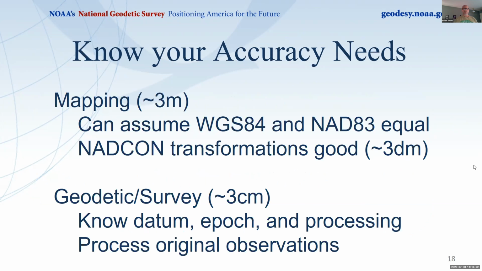Moving to the future for you, if you only need a mapping quality position, then maybe you don't need to worry so much about making sure that you have NAD83 or WGS84, which I know a whole lot of software packages and GPS receivers are telling people they're getting WGS84. That's a whole other presentation in itself, but you should really be using the National Spatial Reference System, making sure you're collecting data in NAD83. If you're not, and you're fine with 3 meters of uncertainty, then you can assume it's WGS84.